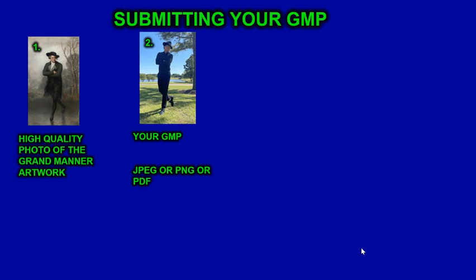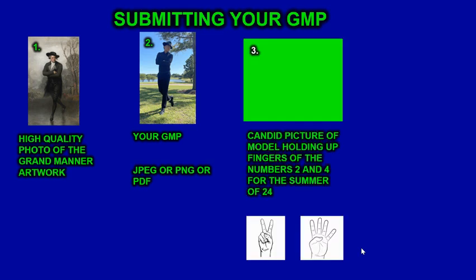So, submitting your Grand Manor portrait, I want you to upload a high quality photo of the Grand Manor artwork that you are trying to emulate. Upload your Grand Manor portrait either as a JPEG, a PNG, or a PDF. And a candid picture of you holding up the fingers of numbers 2 and 4 for the summer of 24.